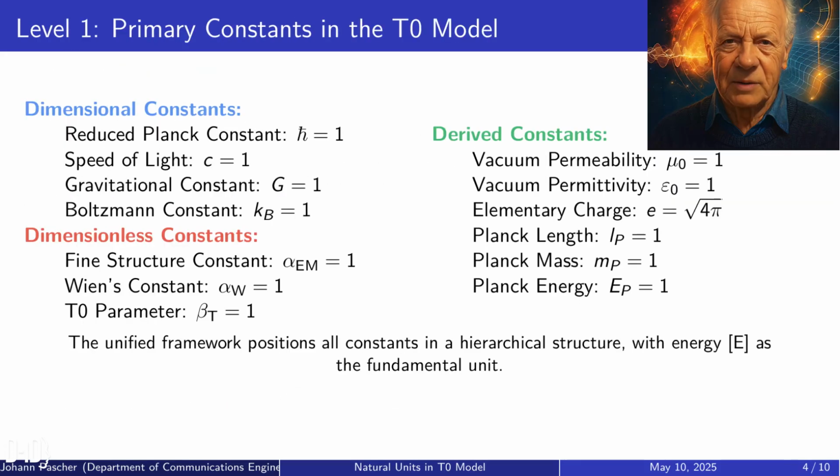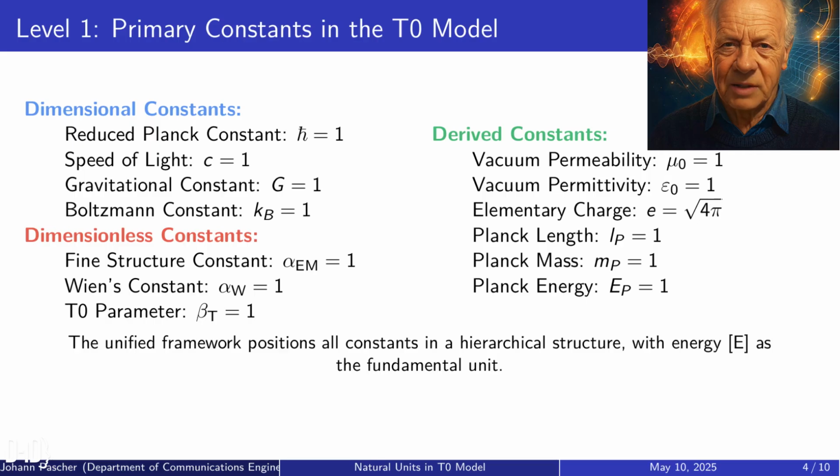The T0 model organizes constants into a hierarchical structure. At the foundation are dimensional constants all set to 1. These include the reduced Planck constant, speed of light, gravitational constant, and Boltzmann constant. Next are dimensionless constants also normalized to 1: the fine structure constant, Wien's constant, and the T0 parameter.